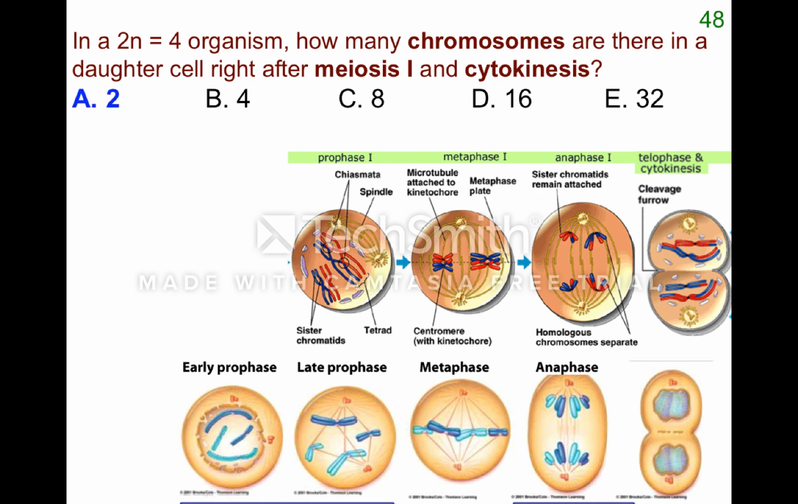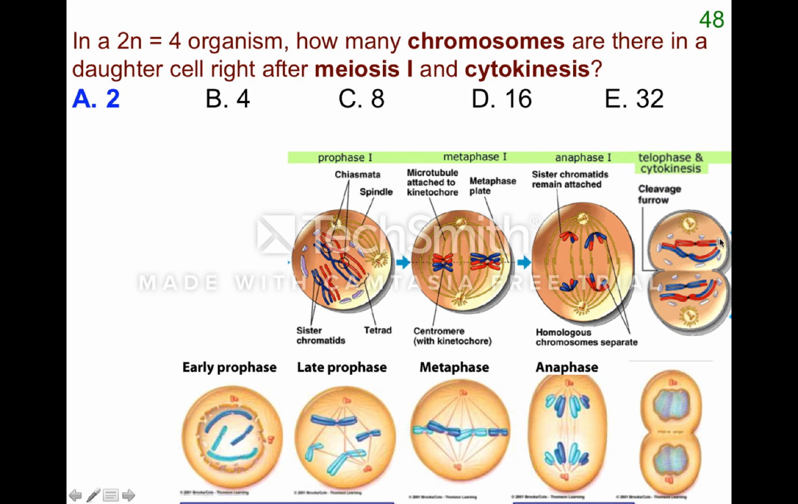And we're back. So the answer here is 2. How many chromosomes are there in the daughter cell right after meiosis 1 and cytokinesis? Well, look here. We have 1 chromosome, 2 chromosomes. So essentially, we've already cut the number of chromosomes from 4 down to 2.